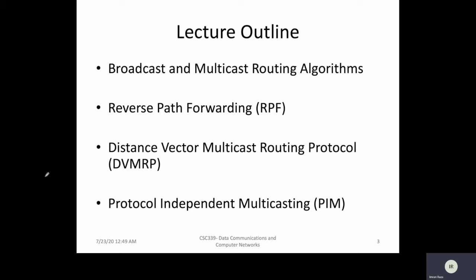Then we'll discuss distance vector multicast routing protocol, DVMRP. It's based on distance vector. Then we'll discuss protocol independent multicasting, PIM. We'll discuss its dense and sparse mode.